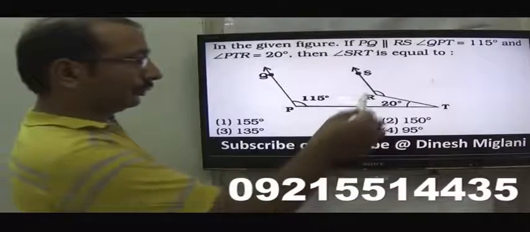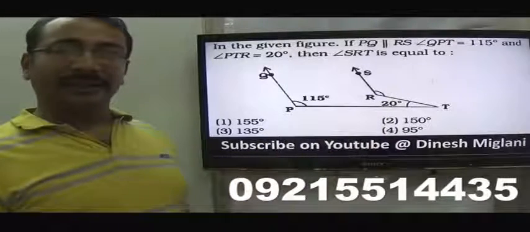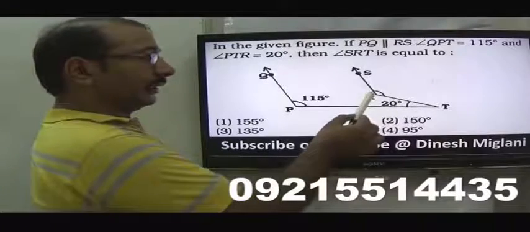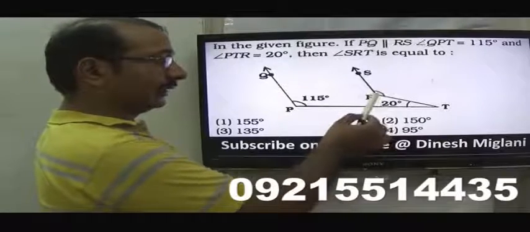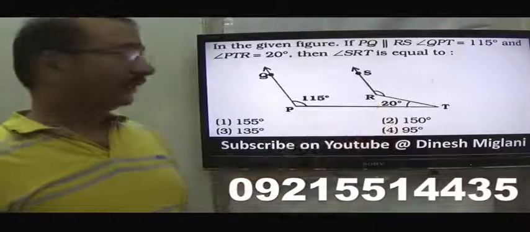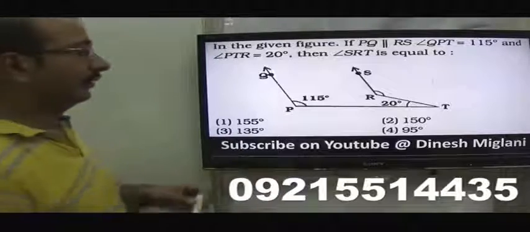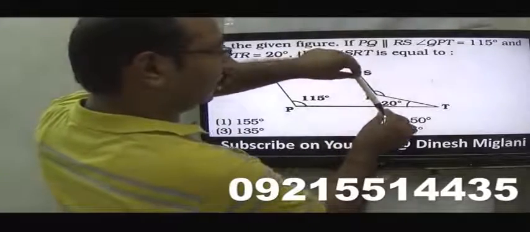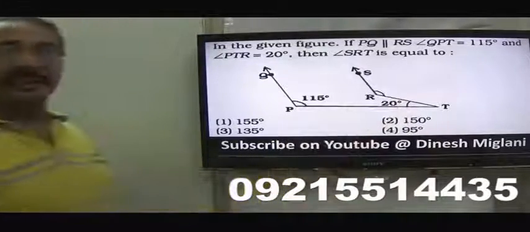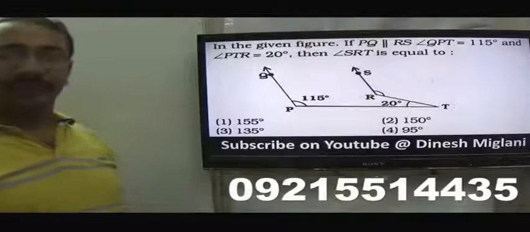Now, if you simply draw this line parallel, this angle will be 115. They are said to be corresponding angles, right? Now, this is 115 and this is 20. In this triangle, this angle is an external angle. It means 20 plus 115, this is 135. Hence I can say angle SRT is 135. The external angle of a triangle is always equal to the sum of the two opposite internal angles. Hence the answer is the third one.